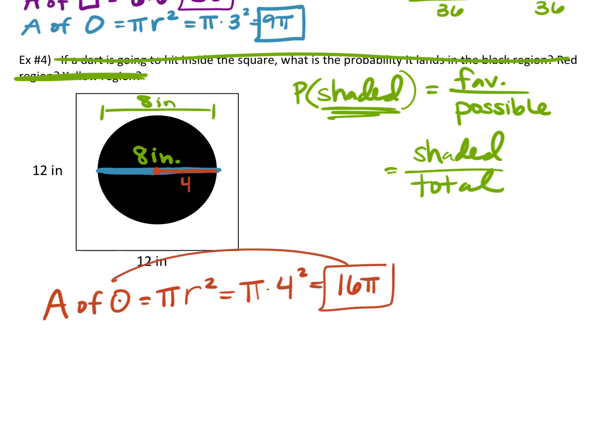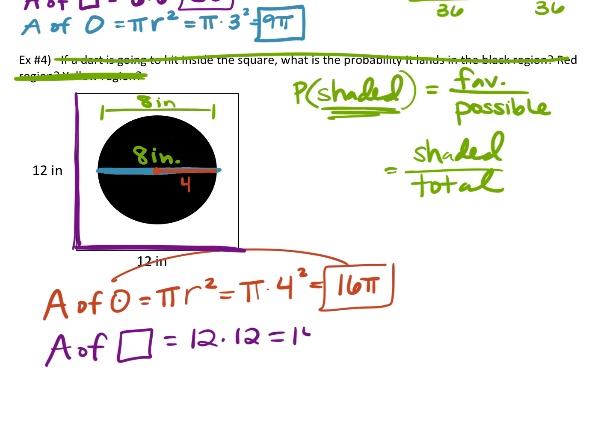You also have here a square. What's the area of the square? Length times width, or base times height, which is 12 times 12, right? 12 times 12 is 144.